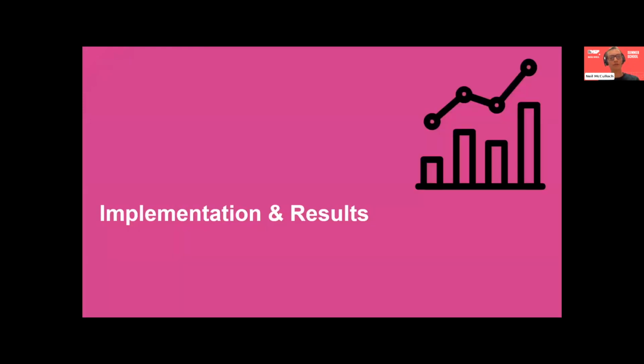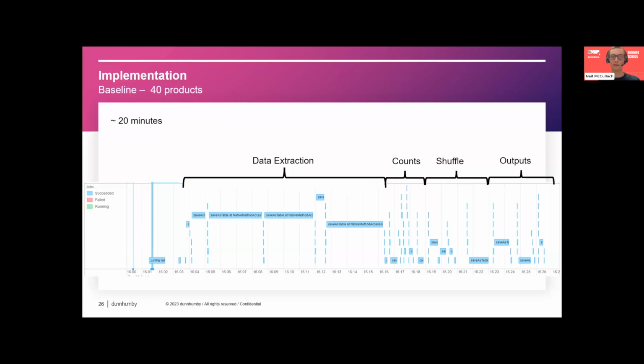Okay, so now I've gone through some of the performance approaches. Let's take a look at the implementation for on-shelf availability. Here I've got a screenshot of one of the baseline runs of on-shelf availability. This run took about 20 minutes for analysis of the transactions for roughly 40 products. I've split out the event timeline into four sections.